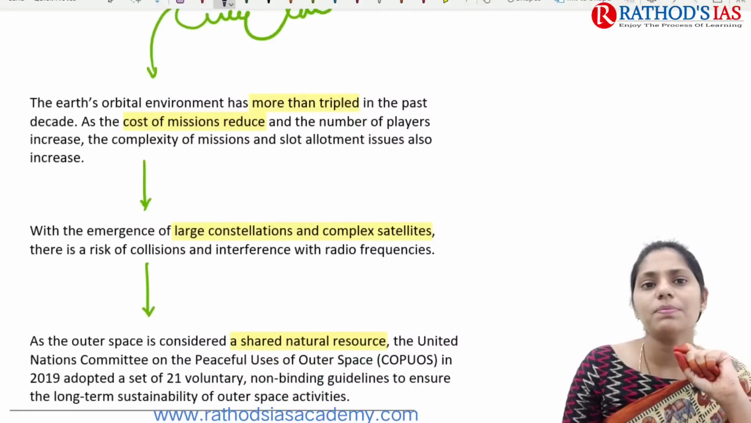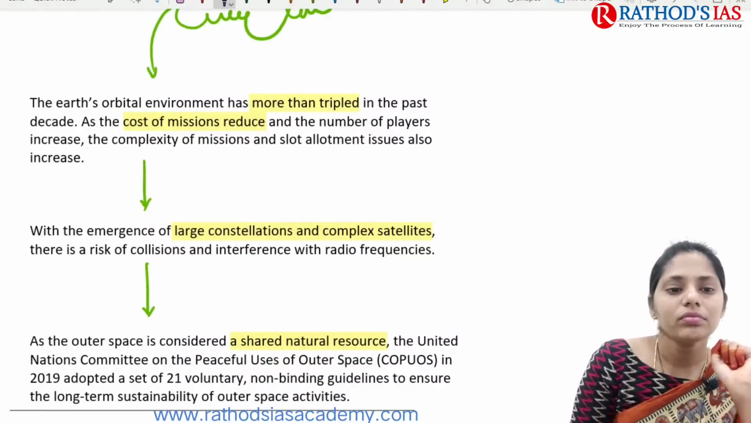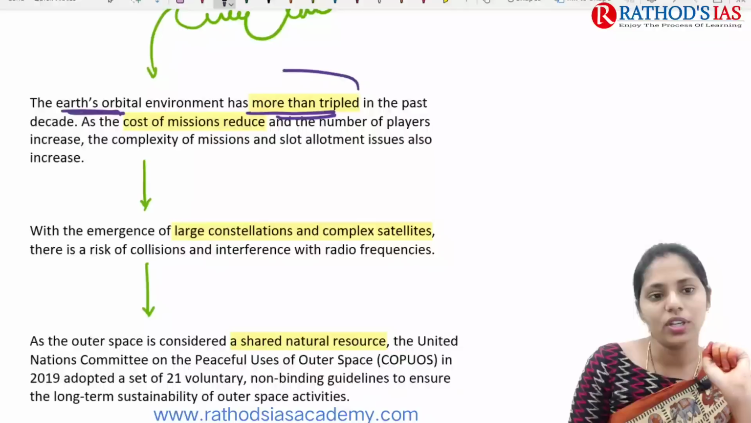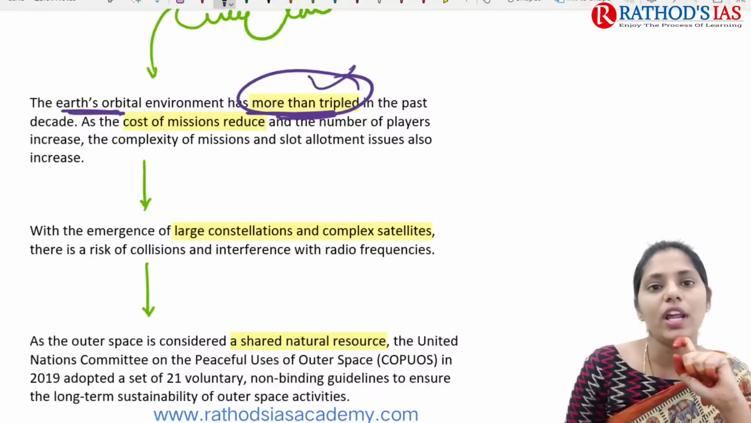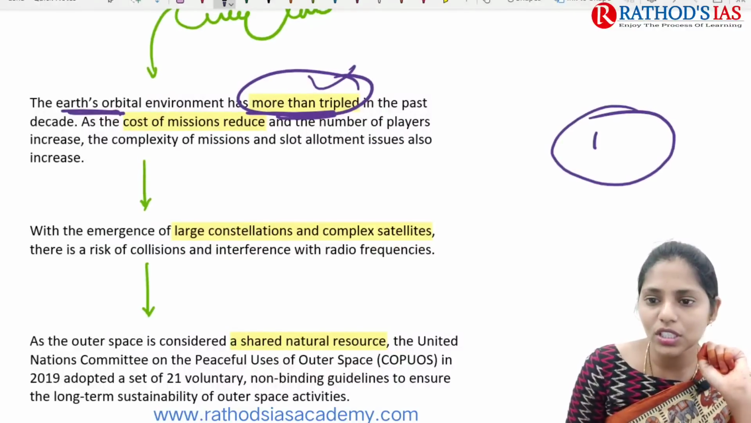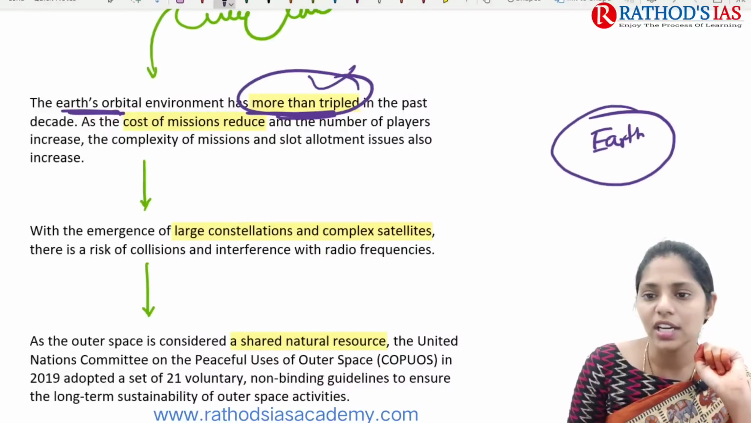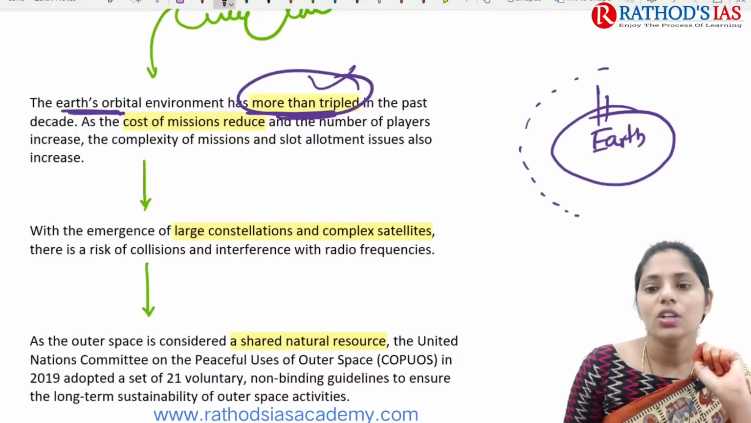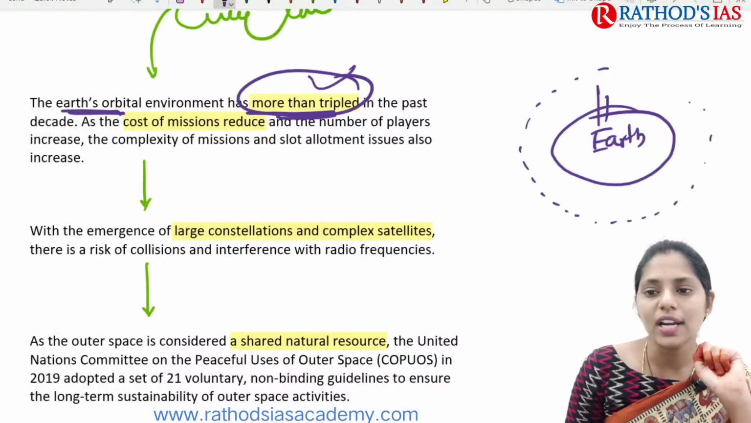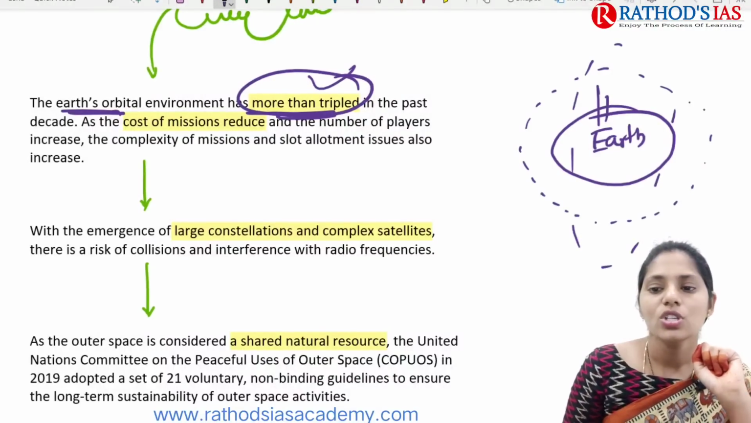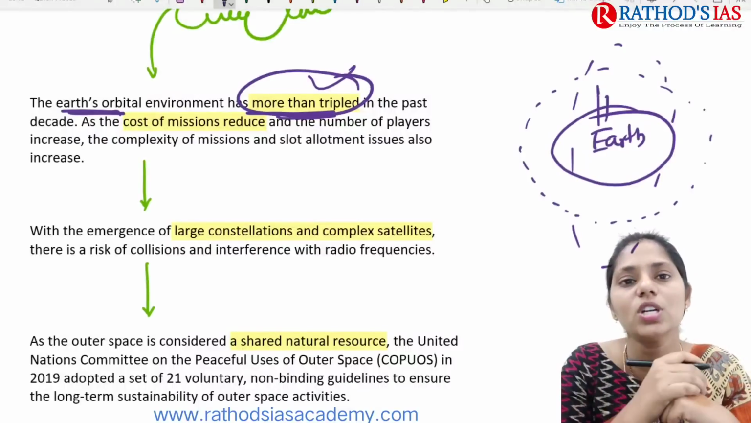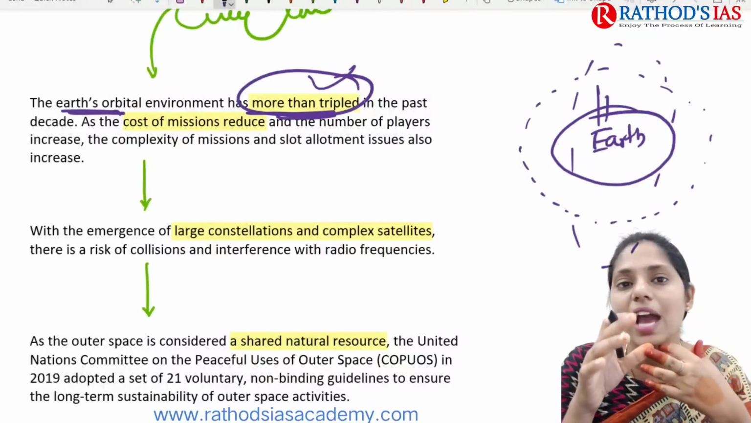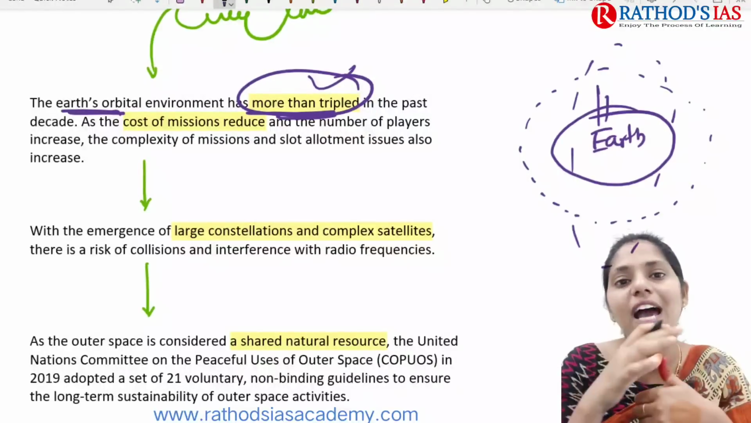If we are talking about space sustainability, the Earth's orbital environment has more than tripled. If you consider this as Earth, we are launching satellites using rockets, and those satellites will be moving in different orbits. We will have different orbits like geostationary orbit and sun synchronous orbit. We will have low Earth orbits, medium Earth orbits, and high Earth orbits.